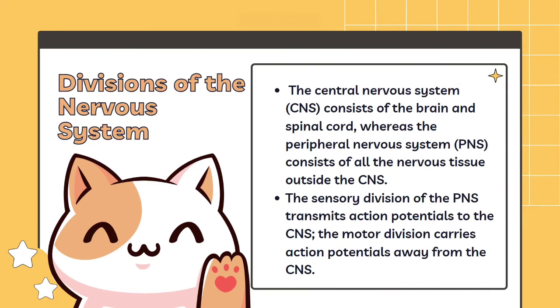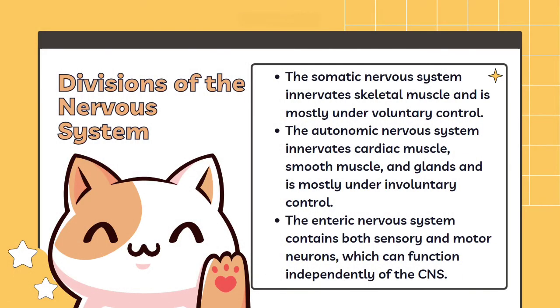Now let's continue to the divisions of the nervous system. The central nervous system or CNS consists of the brain and the spinal cord, whereas the peripheral nervous system or PNS consists of all the nervous tissues outside the CNS. The sensory division of the PNS transmits action potentials to the CNS, and the motor division carries action potentials away from the CNS. The motor division is divided into somatic and autonomic systems.